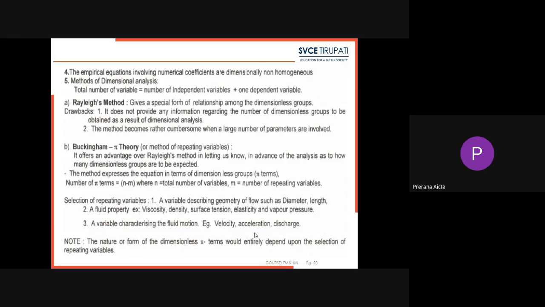The selection of repeating variables has three conditions. The first one is a variable describing the geometry of a flow, such as diameter and length. The second one is that it should be a fluid property like viscosity, density, surface tension, elasticity and vapor pressure. And the third condition is a variable characterizing the fluid motion, for example, velocity, acceleration and discharge. By using these repeating variables, we can find the number of pi terms, and using the pi terms, we can find the dimensionless parameters. We should remember one thing: the nature of the form of the dimensionless pi terms depends entirely upon the selection of repeating variables only.